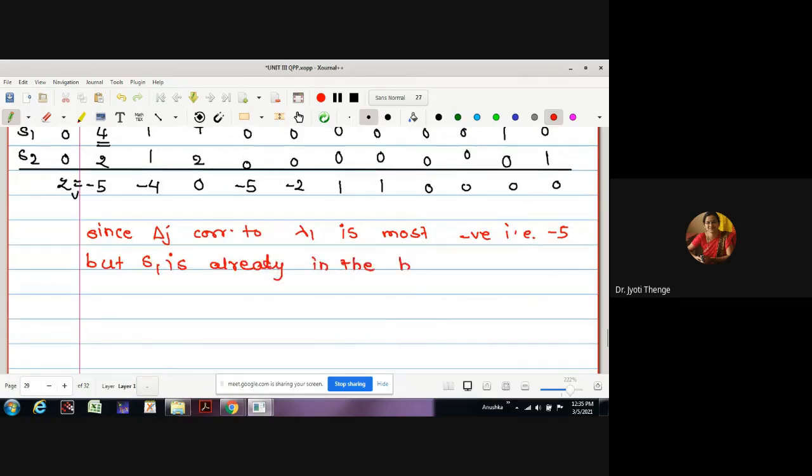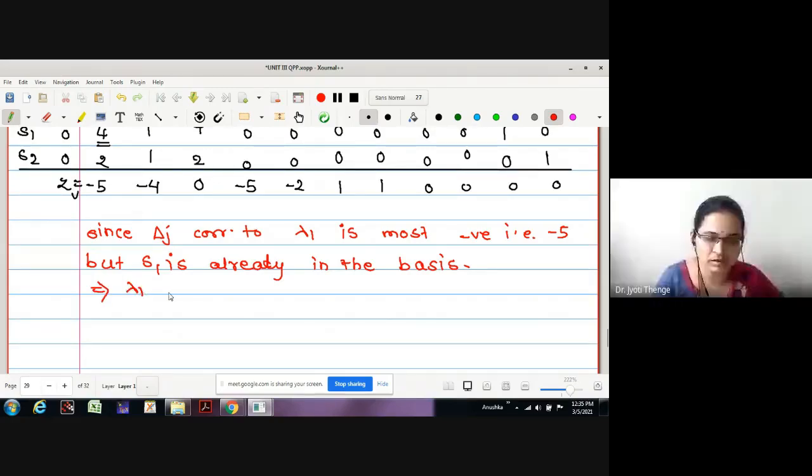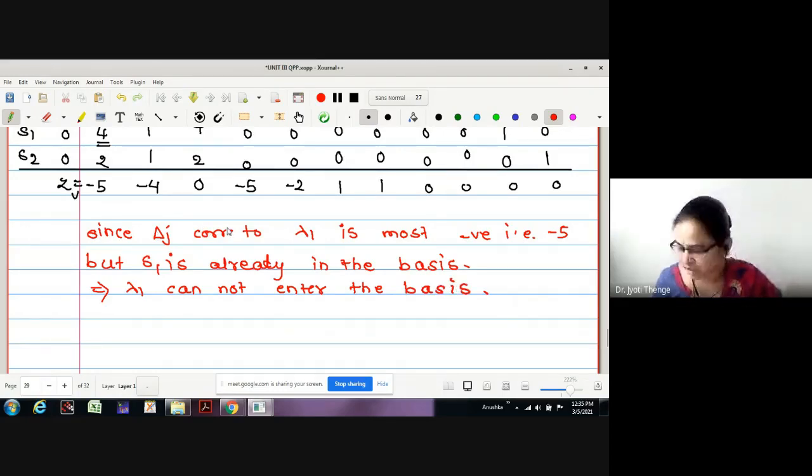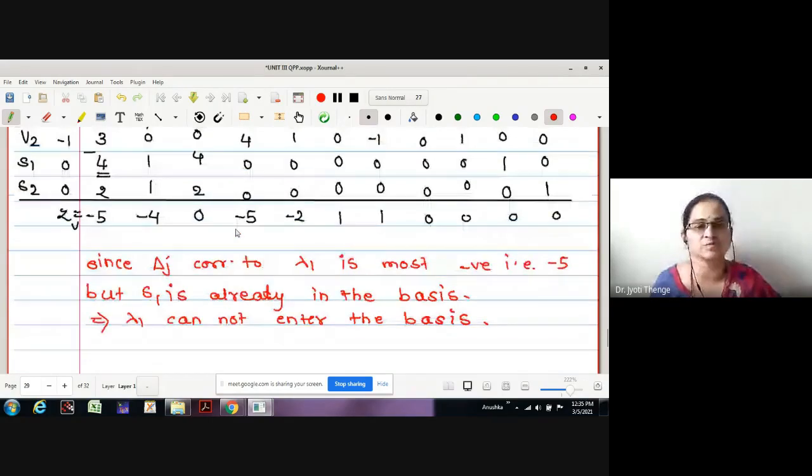S1 is already in the basis. Correct, no? Therefore, may I say lambda 1 cannot enter the basis. Lambda 1 cannot enter the basis. Therefore, we will select the next negative value, which corresponds to x1. It is minus 4. Okay.